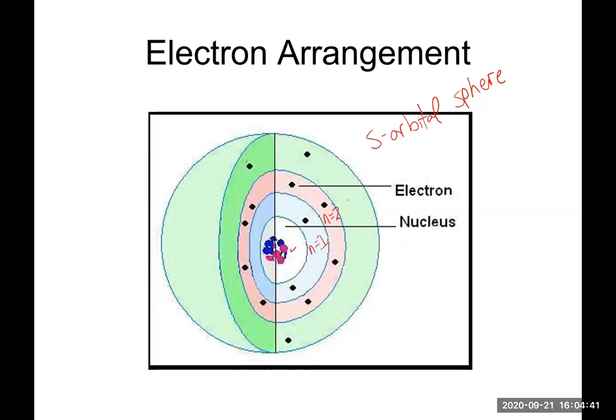You can see n equals 3 here. And as we get further and further away from the nucleus, you can see that these energy levels have more space. And because they have more space, we can put more electrons in those energy levels.